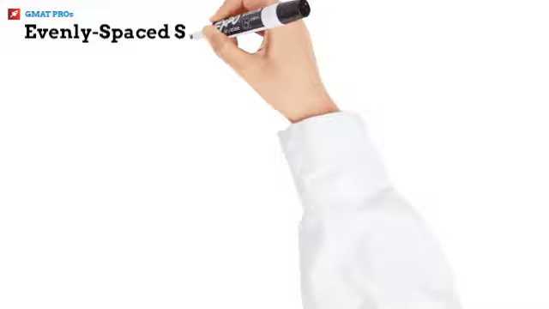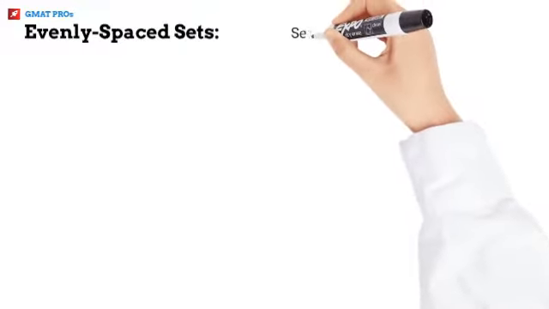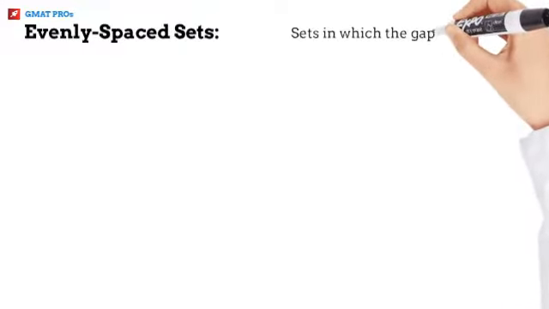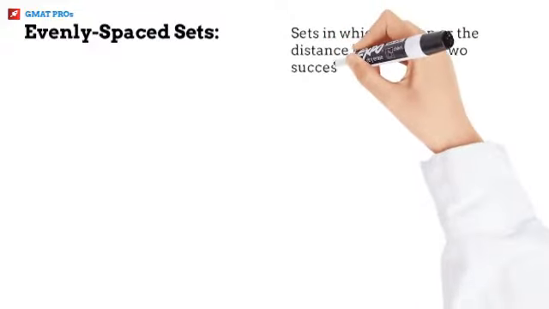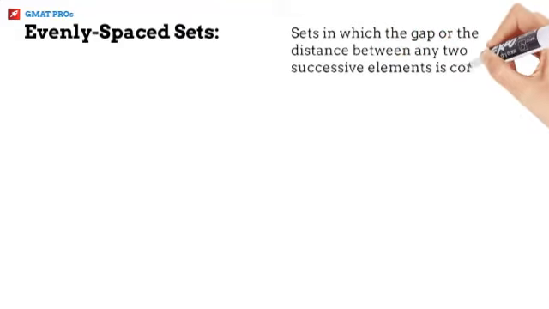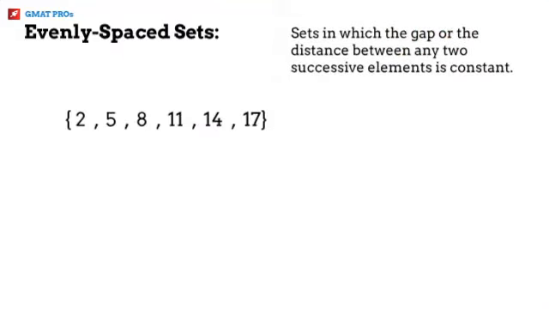Now let's look at evenly spaced sets. These sets are basically sets in which the gap or the distance between any two successive elements is constant. Let's look at this example: 2, 5, 8, 11, 14, and 17.